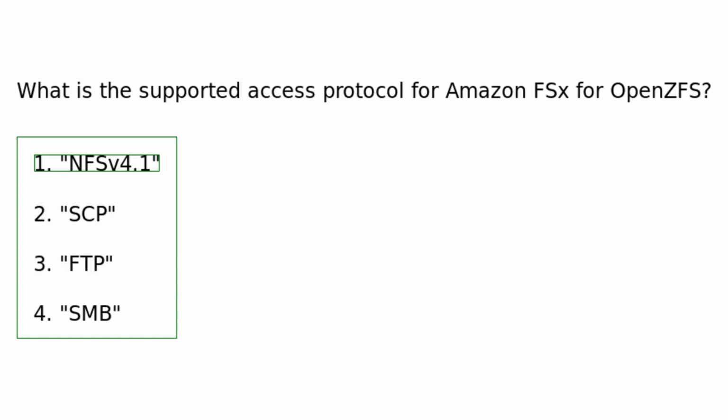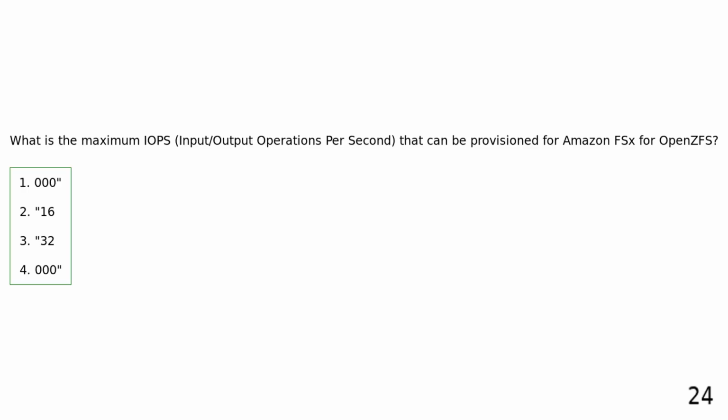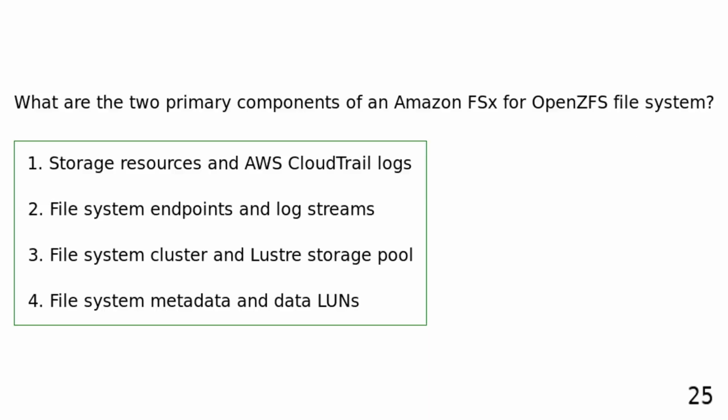What is the maximum IOPS that can be provisioned for Amazon FSx for OpenZFS? 000. 16. 32. 000.